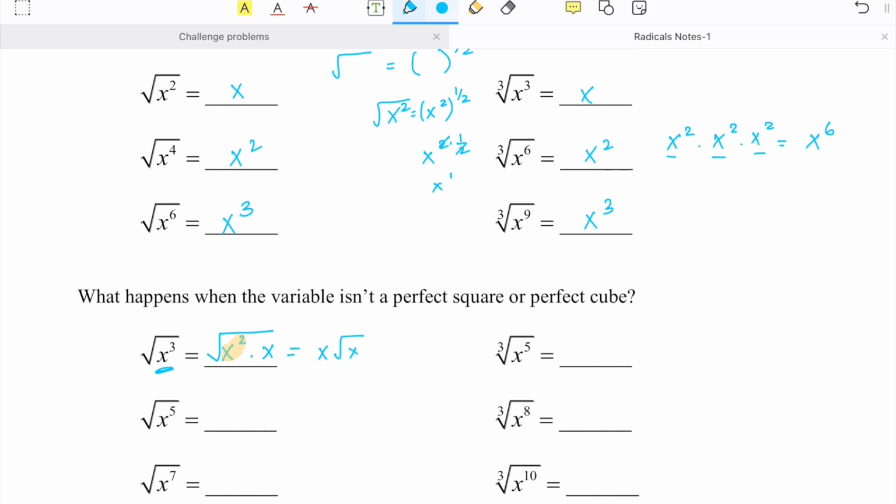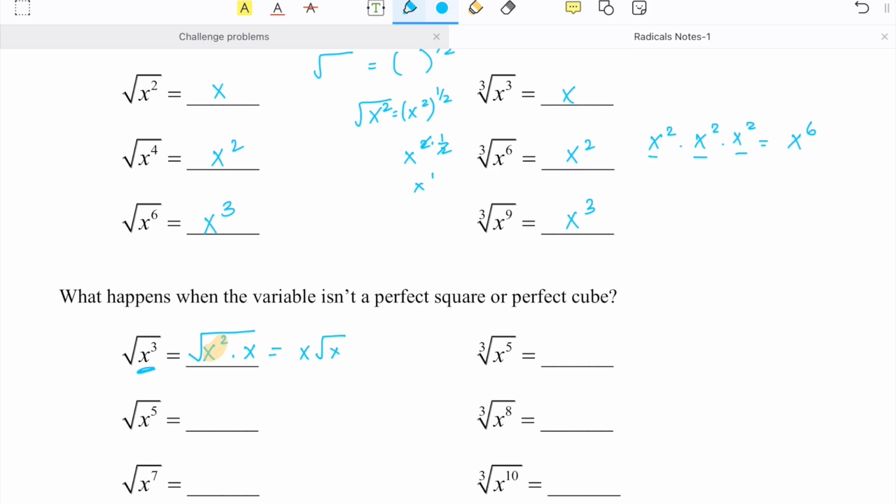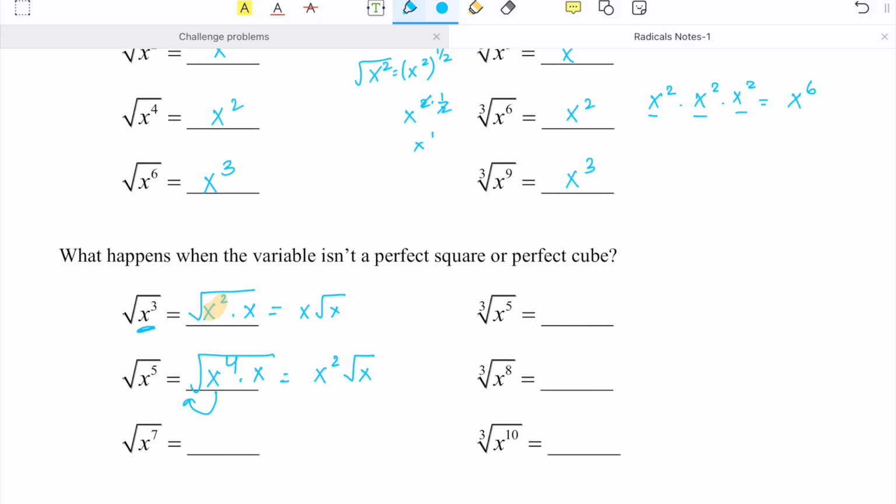Okay, same thing over here. We can do x to the power of 4 times x, take out the x to the power of 4, which is x squared times root x. Same thing, x to the power of 6 times x. And do the square root of it, you will get x to the power of 3 times root x. Okay.